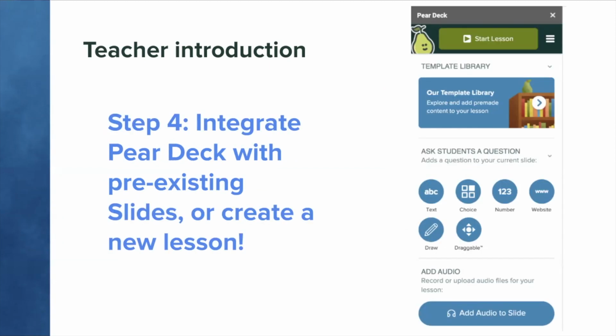Once Pear Deck is added, you can integrate it with pre-existing slides or create a new lesson, as I mentioned earlier. You'll do this by clicking your add-on button again, and then selecting the option that says Pear Deck for Google Slides add-on. Once you do this, the Pear Deck sidebar will appear on the right side of your screen, and it should look just like the image shown here. You can then either use a template from the templates library or write your own questions by clicking on the icons listing the categories such as text, choice, number, website, draw, or draggable. I will give you a heads up that draw and draggable slides are only available through Premium, but I'm going to show you how they work so that you can decide whether or not there's something you'd use in your classroom.